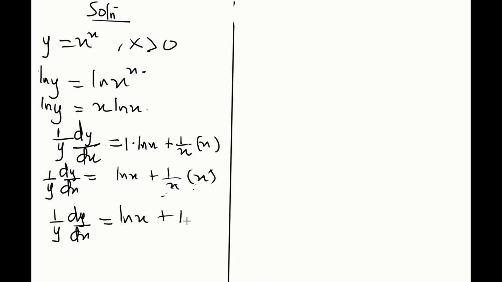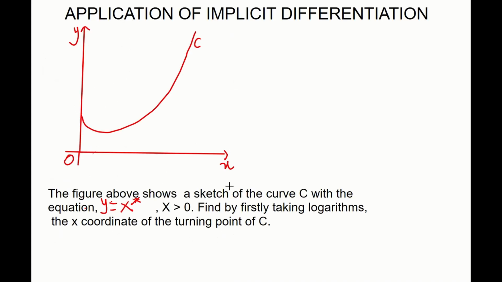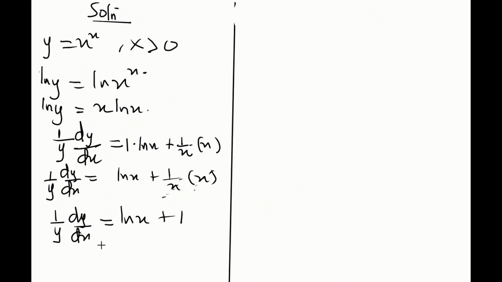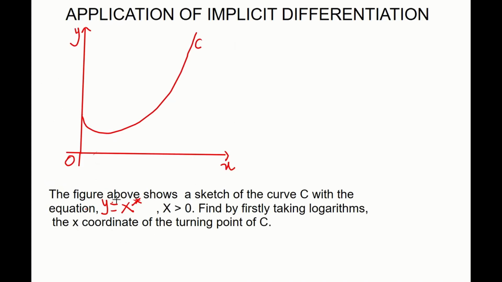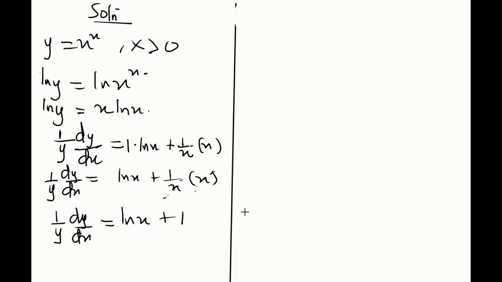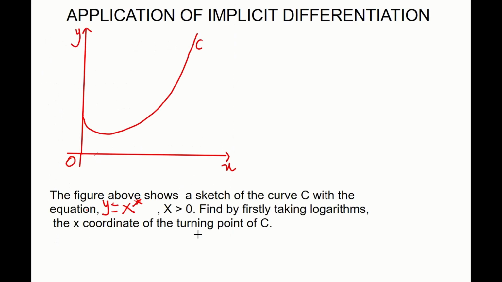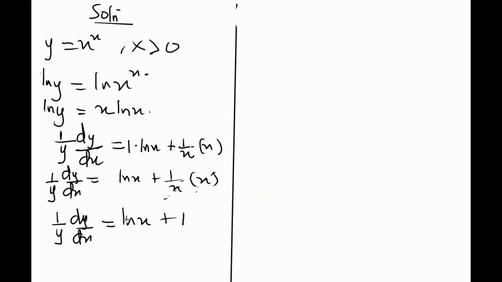From the question, we identify that we are going to find, by first taking the logarithms, the x coordinate of the turning point of C. By considering the turning point of C, this means that we need to find the slope of the curve. When we find the slope of the curve, where the derivative of the function is equal to 0, those points are the turning points.